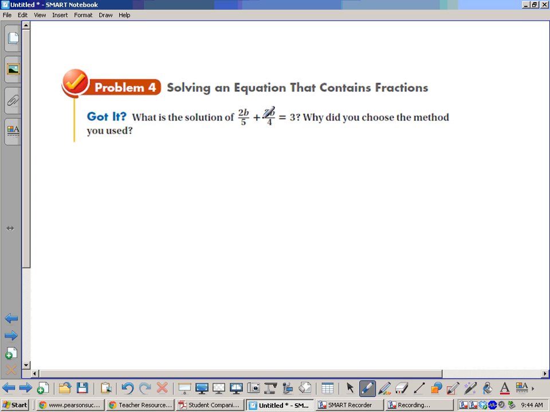Well, we're adding them, so you have to remember, in order to add fractions, we have to get like denominators. So I'm going to change my denominators to be 20. In order to do that, we would need to multiply 2b over 5 by 4 over 4. So that's going to make this 8b. So I'm multiplying this fraction by 4 over 4, just to get common denominators.